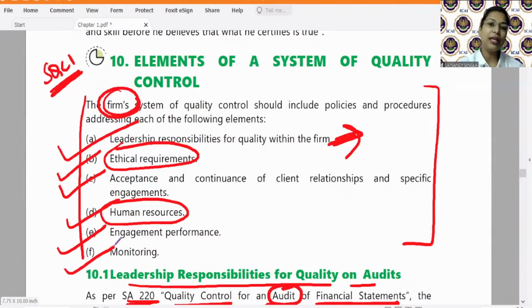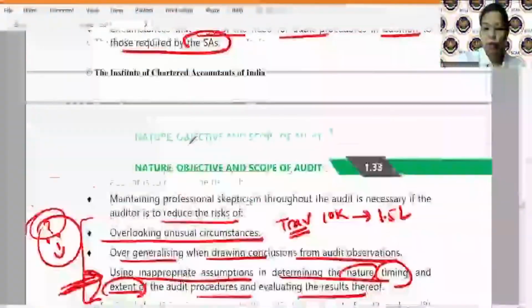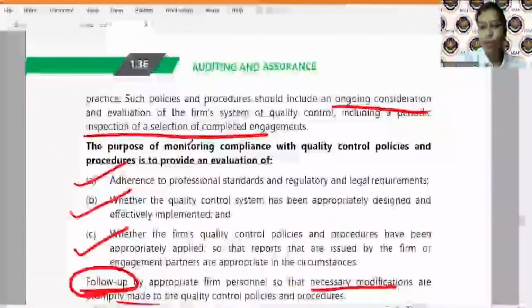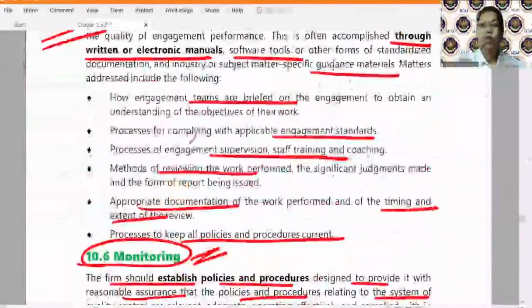See, I'm repeating it again and again. The word reasonable assurance is used here in this engagement, performance, monitoring, and human resources.